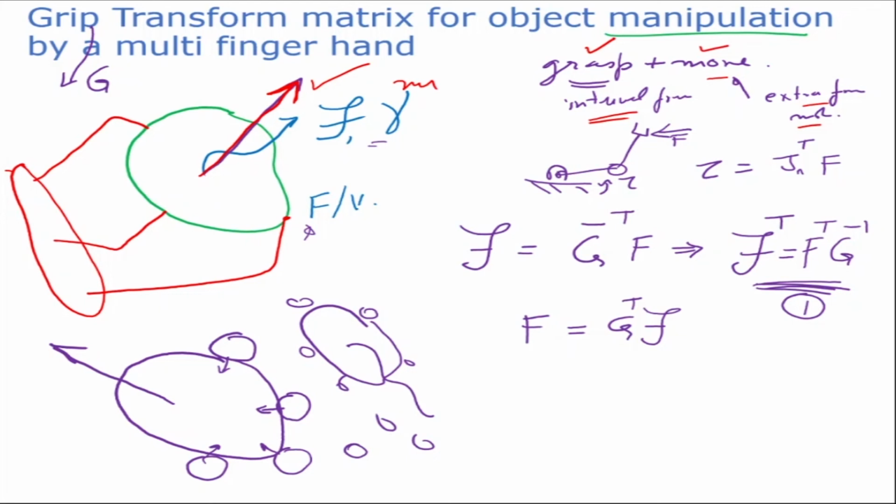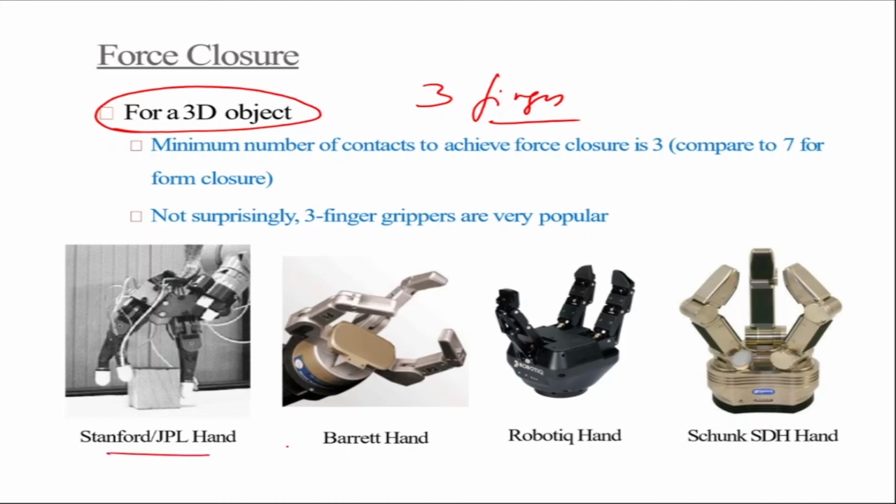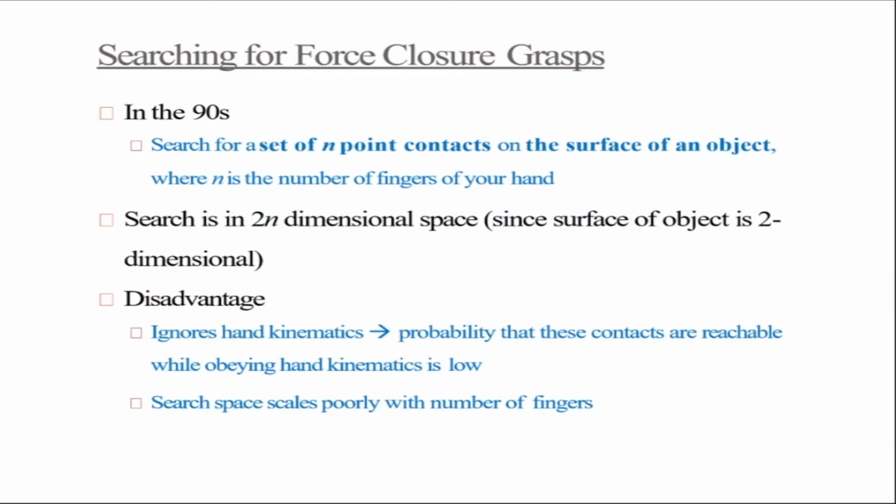Now, we looked at force closure, and we understand that in 3D, you need 3 fingers. That is why most robot hands have 3 fingers, and they basically work on the concept of force closure. If you look at various robot hands, the Stanford hand, Barrett hand, and others, they all have 3 fingers because that ensures force closure. Now, it's very interesting to note that there has been a lot of research in terms of how you would grasp an object. That is basically called searching for force closure grasps.